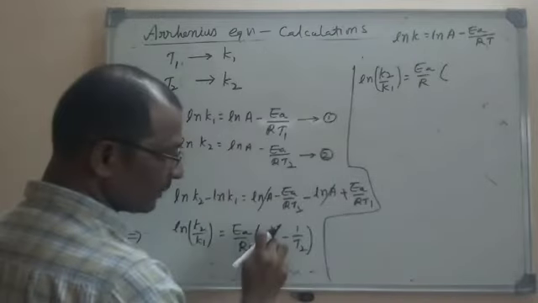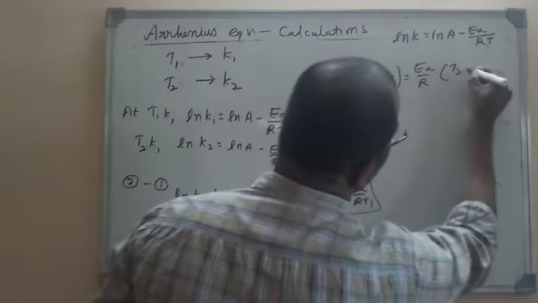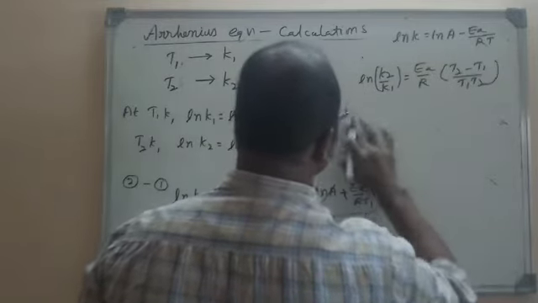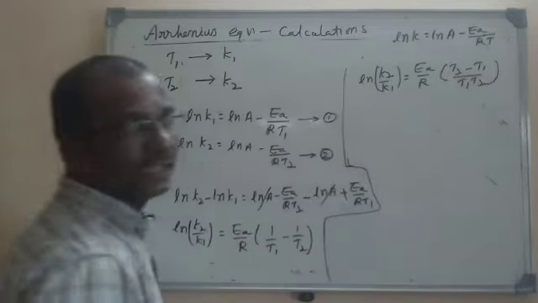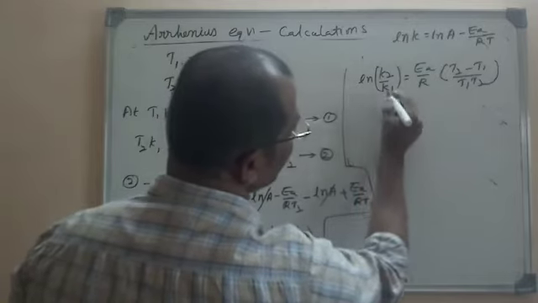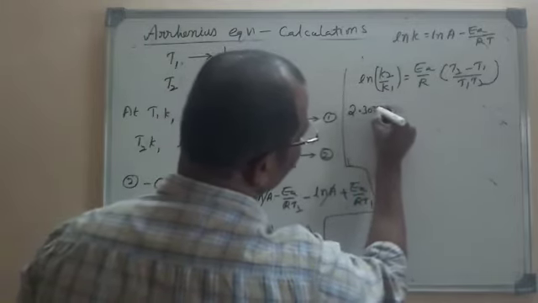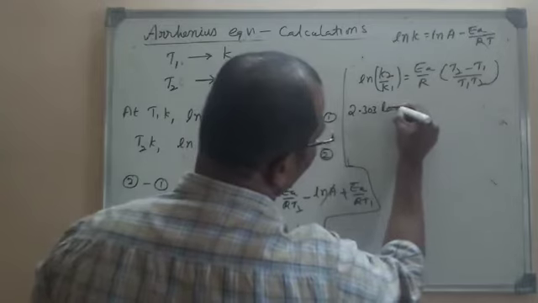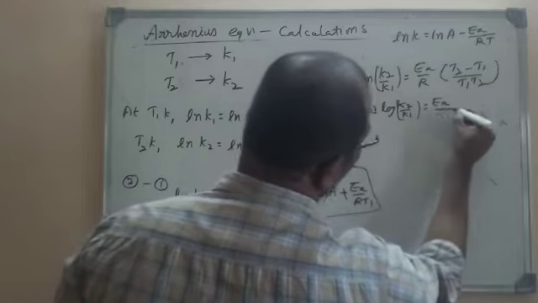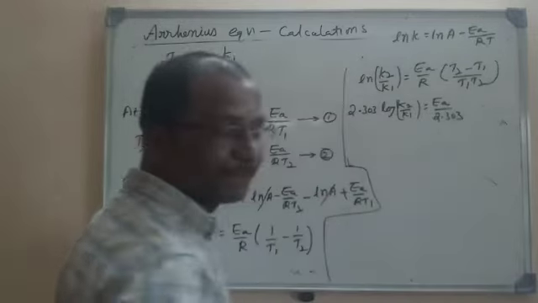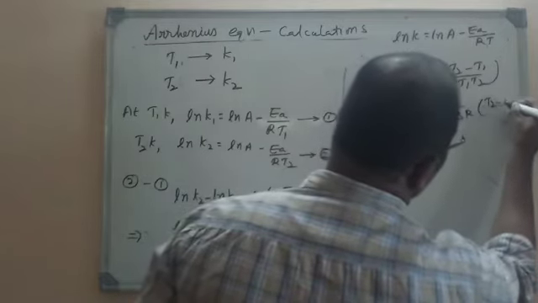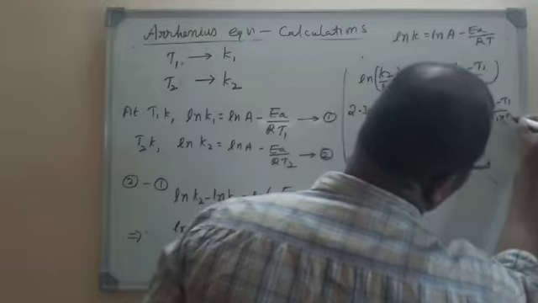So what will it become? T2 minus T1 divided by T1 T2. This is called the Arrhenius equation, now in ln form. You can change it into logarithmic form also, because ln K2 by K1 can be written as 2.303 log. Here I changed it into log to the base 10. Log K2 by K1 is equal to EA by 2.303 R into T2 minus T1 by T1 into T2.